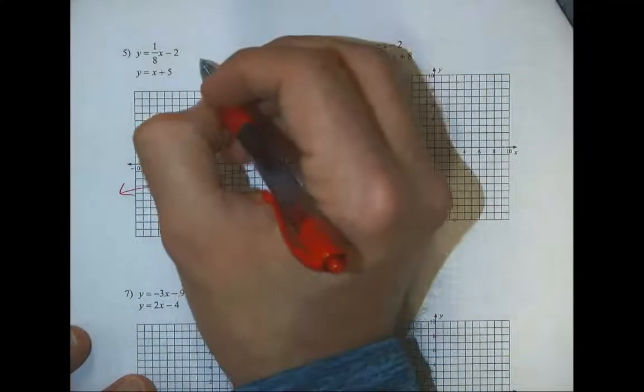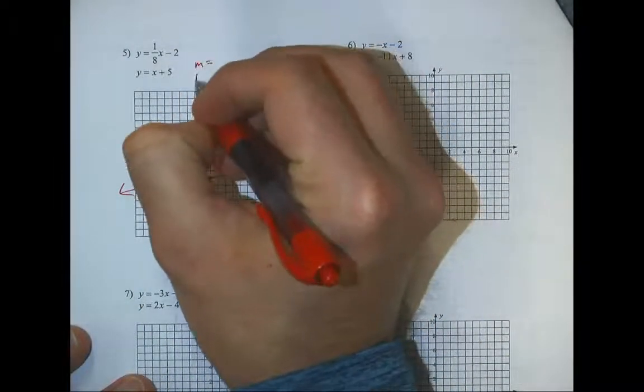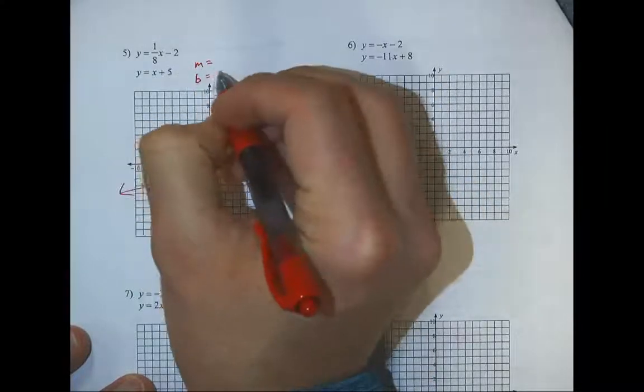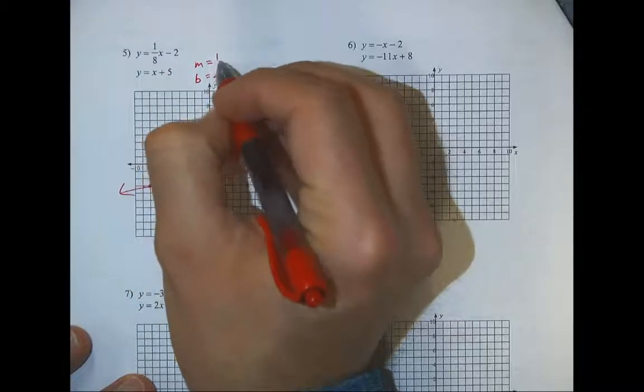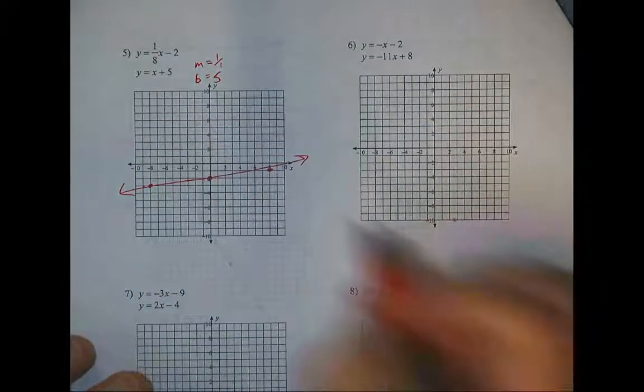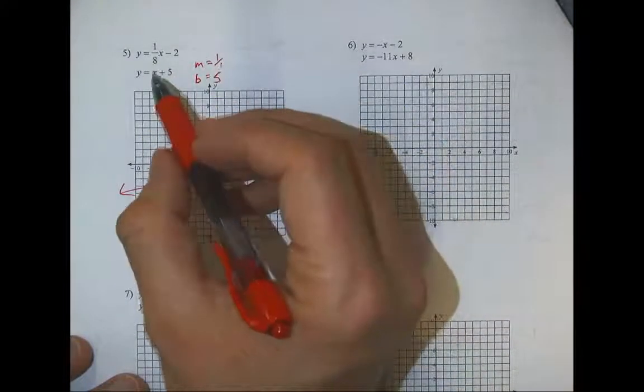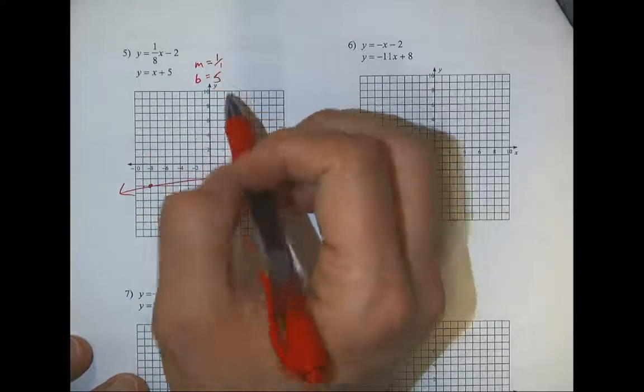Now this one, if I was to write out my m and my b here, the b is 5, but what's the m? I don't have a number here, but there's actually a 1. So the slope is 1, which is the same as 1 over 1. If it's a whole number, you can always put it over a 1. If there's nothing there, it's really a 1. So it's 1 over 1.